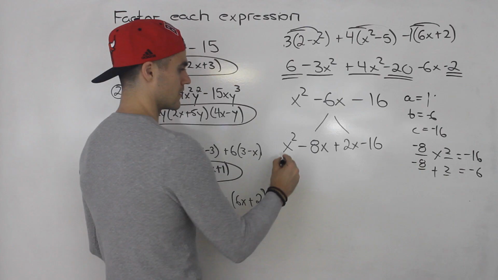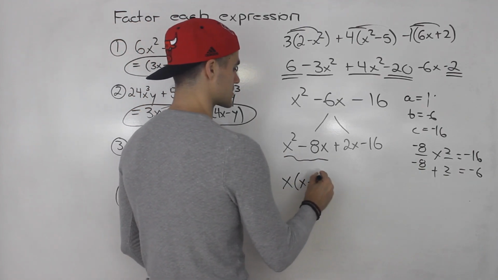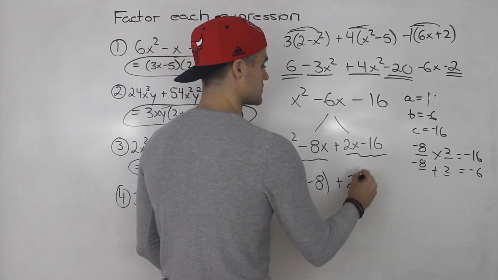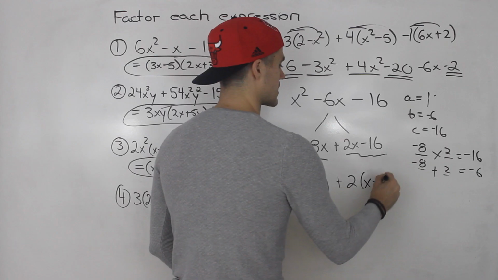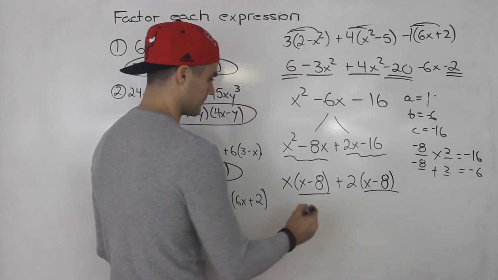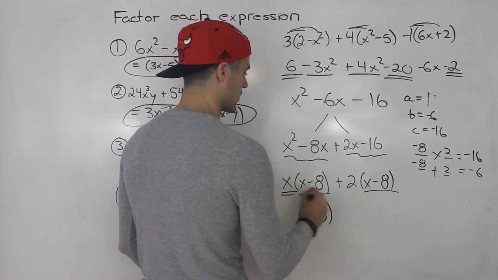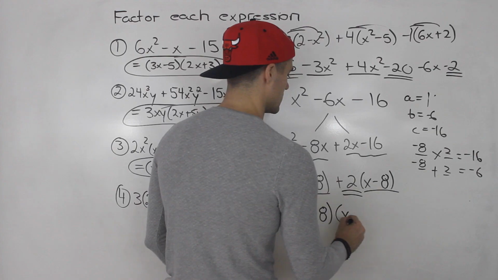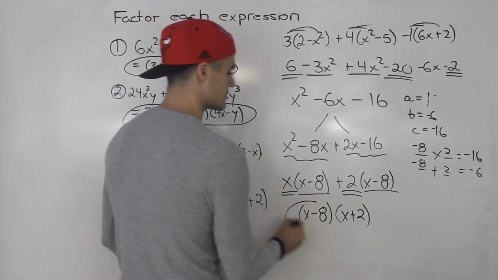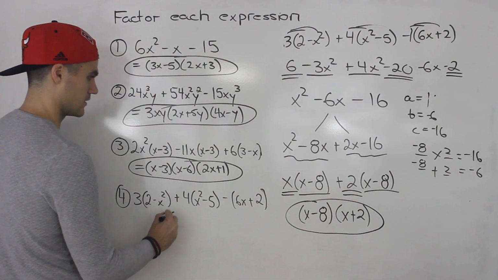What can we factor out of the first two? We could take out an x. We're left with x minus 8. What can we take out of these two? We could take out a positive 2, left with x minus 8. Notice these brackets are the same. They should always be the same. Take out an x minus 8, and we are left with x plus 2. So that is the final answer for this question here.